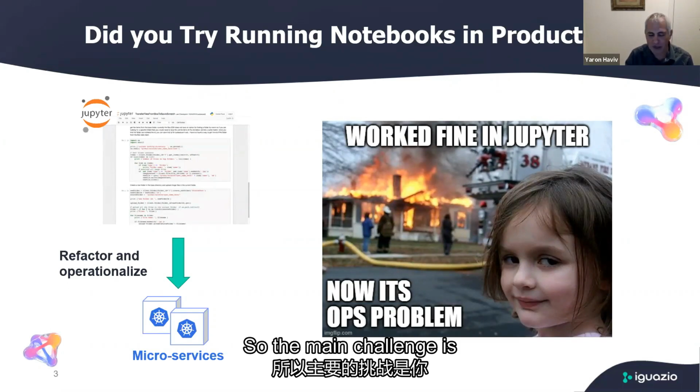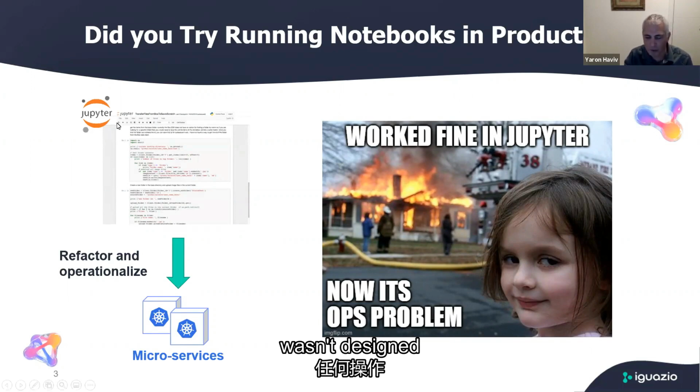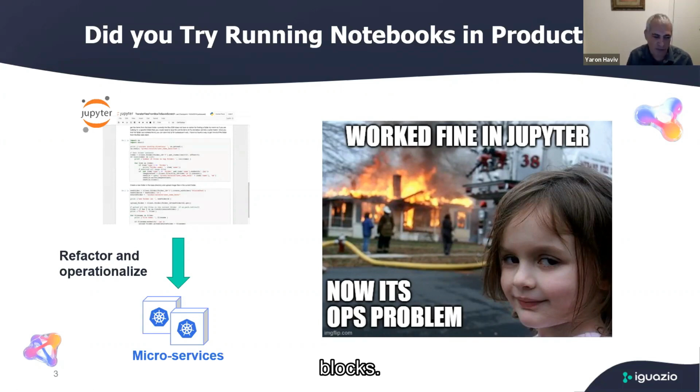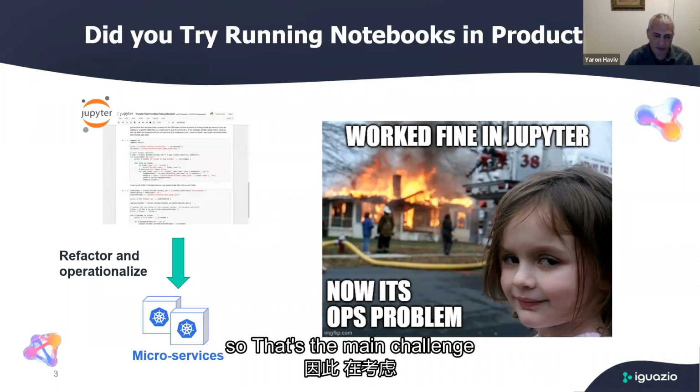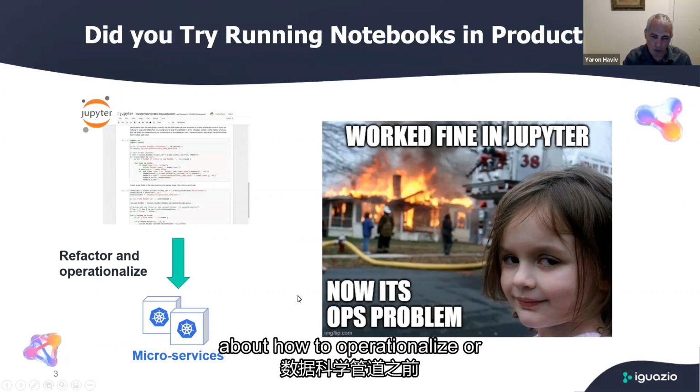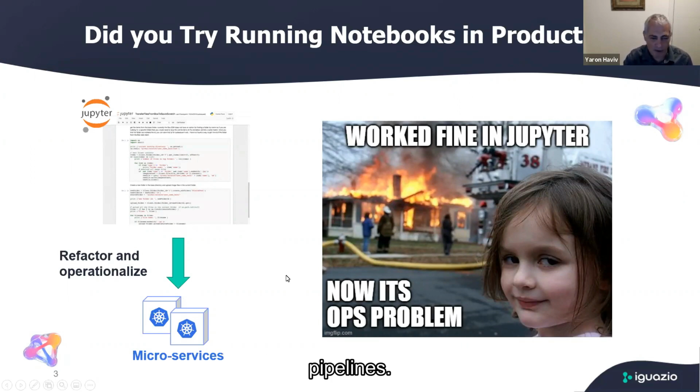So the main challenge is, how do you take code that wasn't designed for anything operational? Usually, if you look at a notebook, it's not even divided into functional building blocks. You have the same notebook with training, data preparation, charting, and inferencing, everything in one jumbo notebook. And at the end, in order to run it in production, we have to turn it into a set of microservices that will run on a cluster in a real-time or batch pipeline. So that's the main challenge that we need to solve before thinking about how to operationalize or automate our data science pipelines.